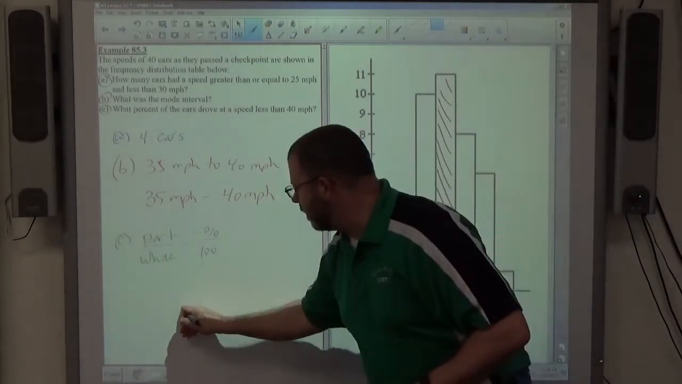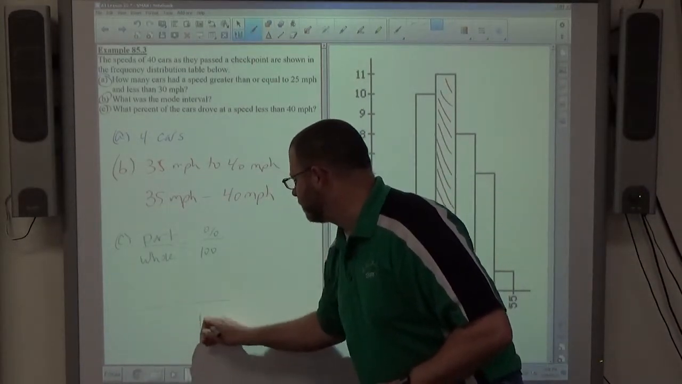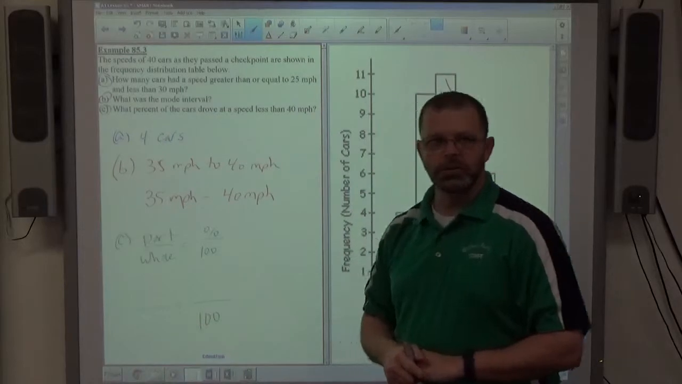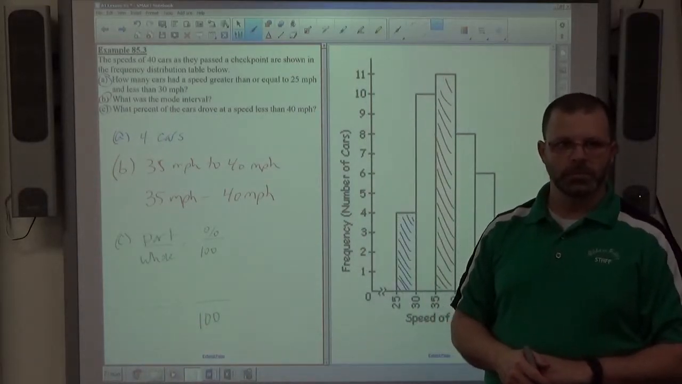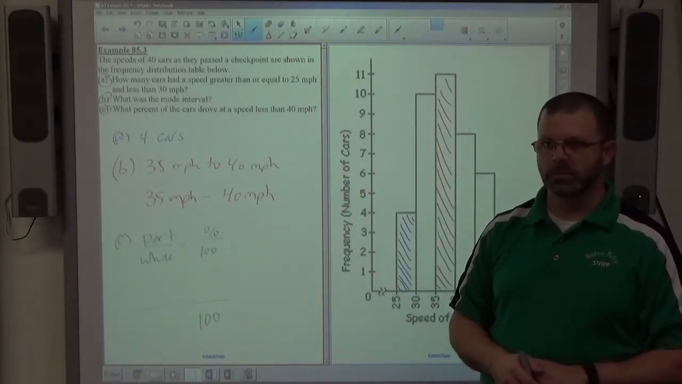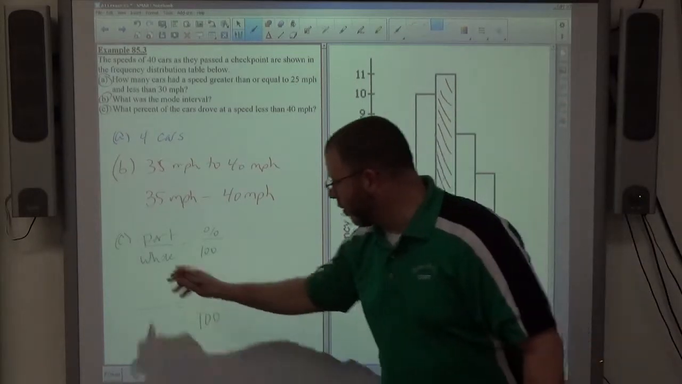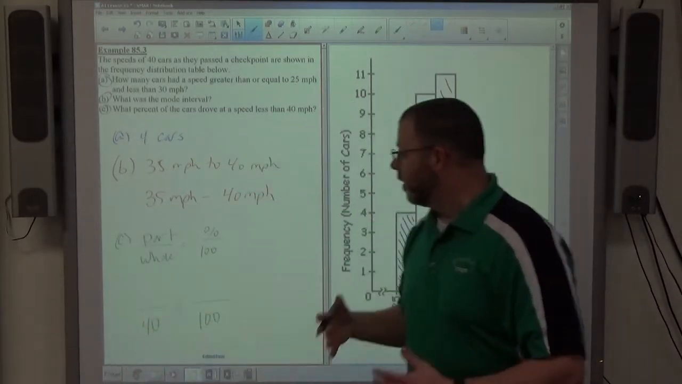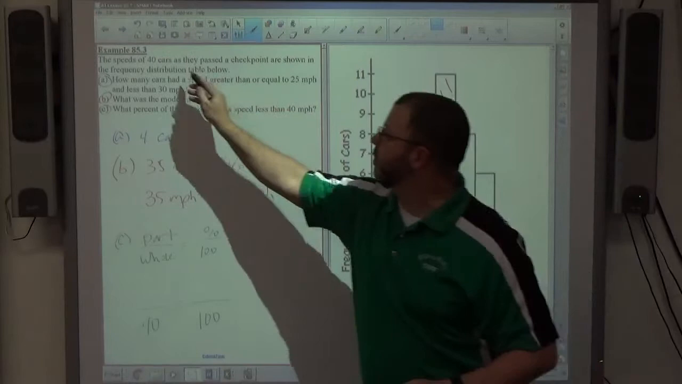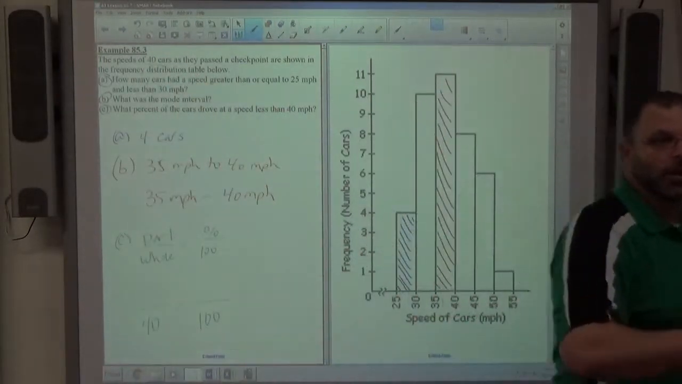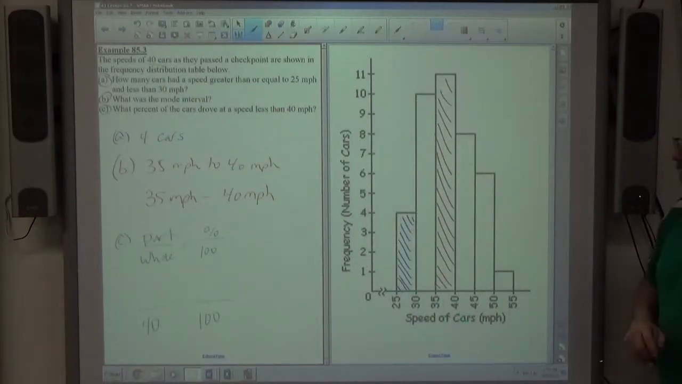So if I create this percent proportion, what's the whole? It's 25 out of 40. Oh, so the whole is 40. Okay, so we know it's out of 40 because there's speeds of 40 cars. So the whole is how many cars are all together. And remember, you got 25 how? By adding up the 11, 10, and 4.